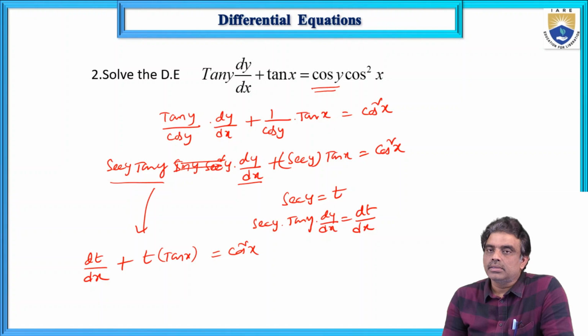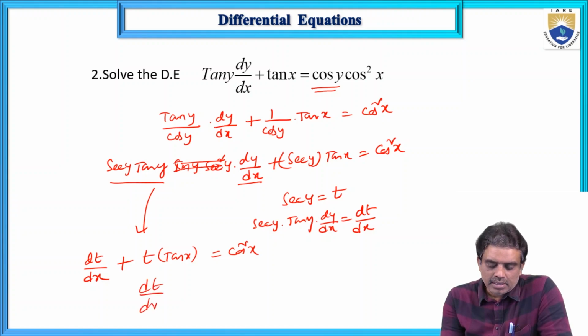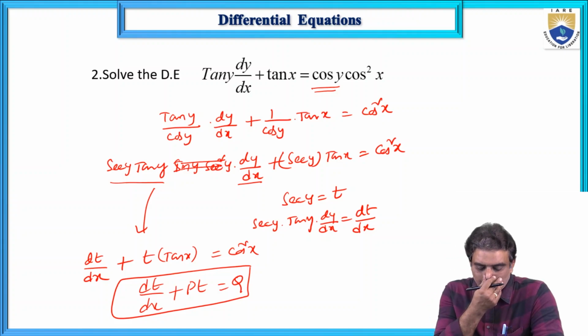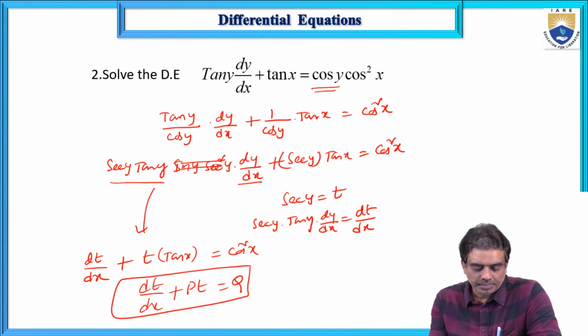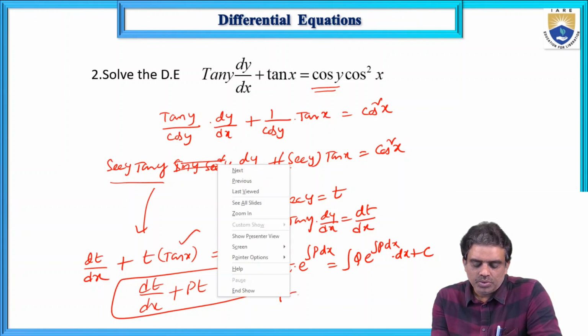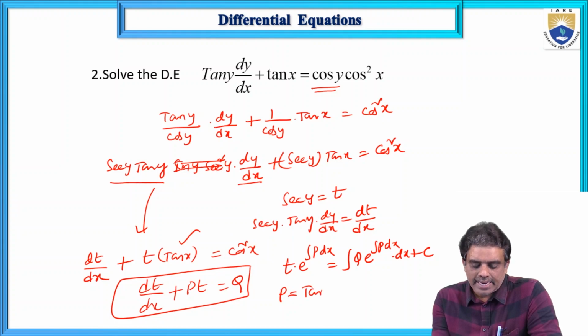So it is looking like dt by dx plus p of t is equal to q. This is a linear differential equation of first order in t. So what is the solution? t of e power integral p dx is equal to integral q e power integral p dx dx plus c. And here p is equal to tan x and q is equal to cos square x.